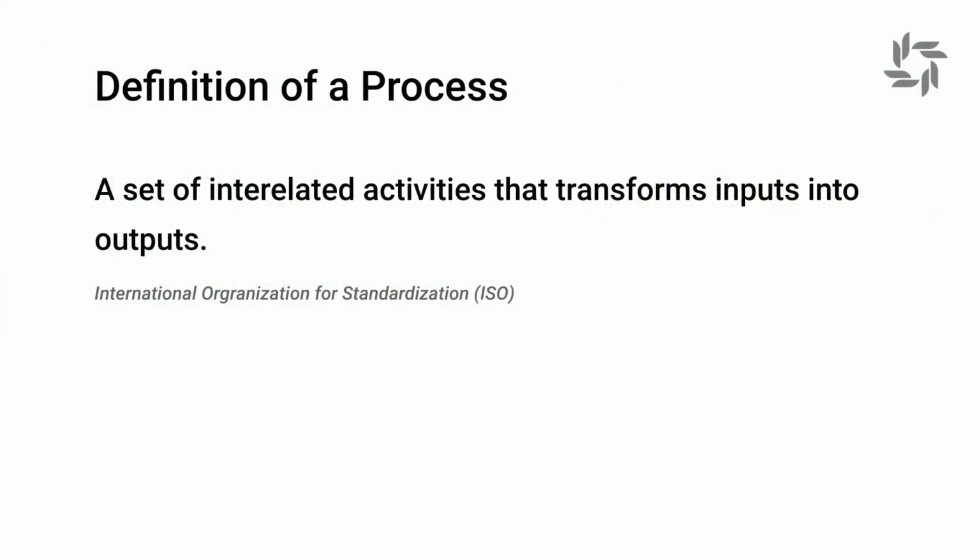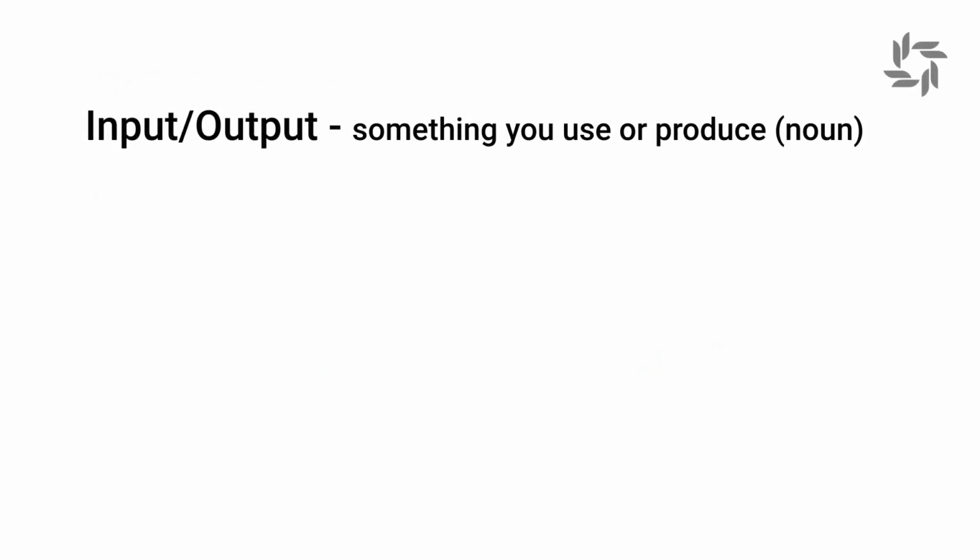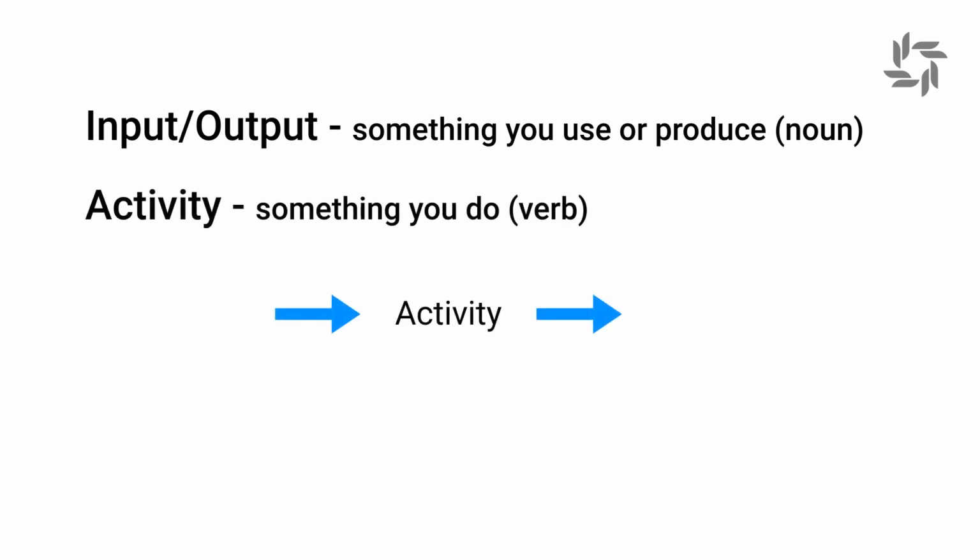First, let's understand the definition of a process. Everything we do is a process, from brewing a pot of coffee to hiring a new employee. A process is a set of interrelated activities that transforms inputs into outputs. Inputs and outputs are things you use and produce, often described as nouns. Activities are actions, things you do to convert an input into an output, and are described using verbs.